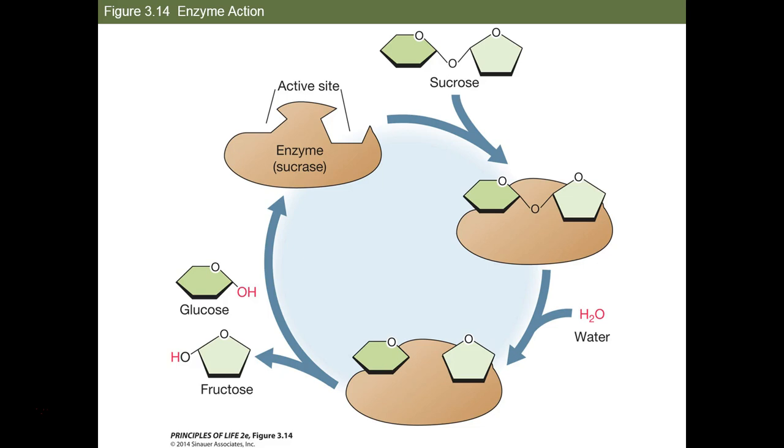Here in this diagram we have the enzyme sucrase. Sucrose is the substrate. The sucrase binds to the sucrose at the active site. At the end of the reaction, the sucrose is broken into the products, glucose and fructose. The enzyme sucrase is unchanged and ready to participate in another reaction if needed.